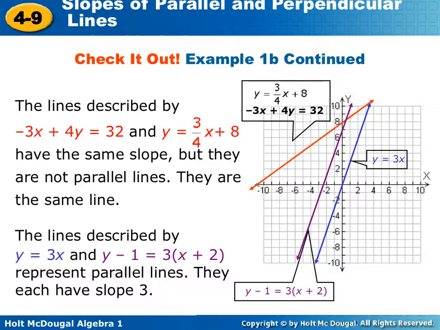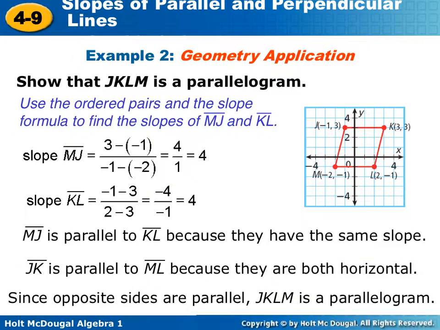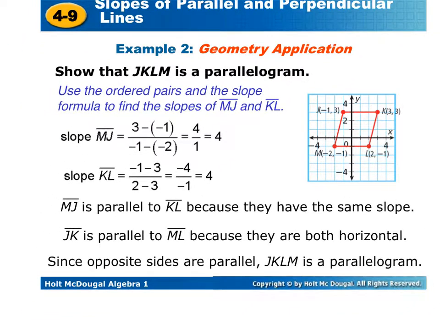Here is a graph of it, and then again we can see the two lines that are parallel. All right, now in the homework, you're going to have some questions like this where they're going to give you figures. It says use the ordered pairs and the slope formula to find the slopes of the lines. So what they want you to do is show that the sides are parallel by finding the slope of the ordered pairs and show that they have the same slope.